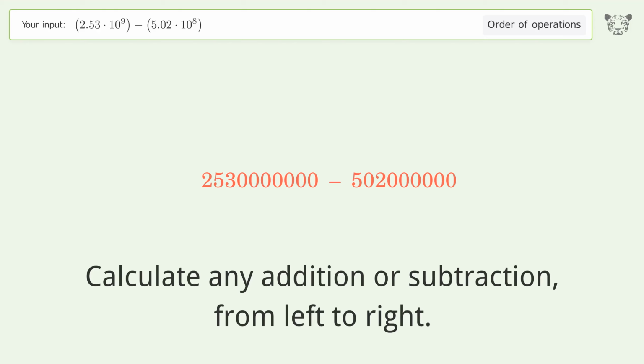2,530,000,000 minus 5,020,000 equals 2,028,000,000. And so the final result is 2,028,000,000.